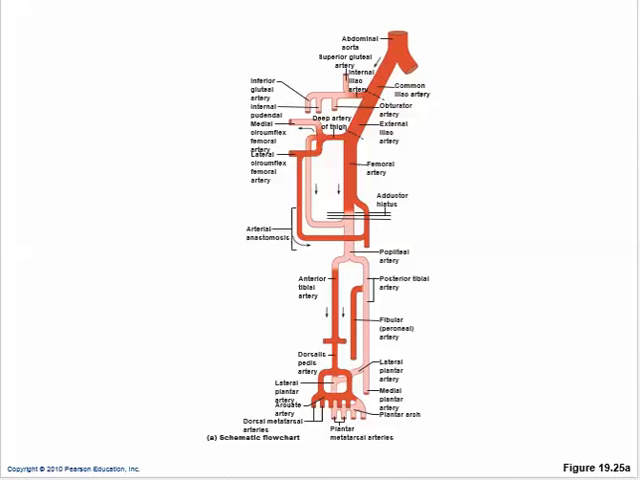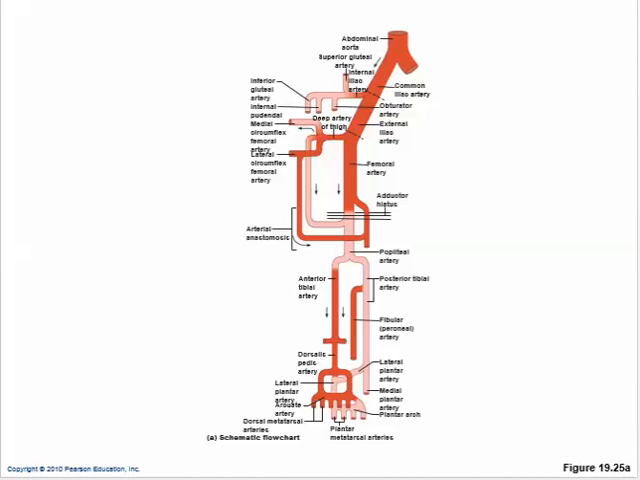When we get into the leg, it's very much like the arm. There's the common iliac, which branches into the internal iliac and the external iliac. The external iliac does the lower limb. The internal iliac does your butt and your external genitalia.